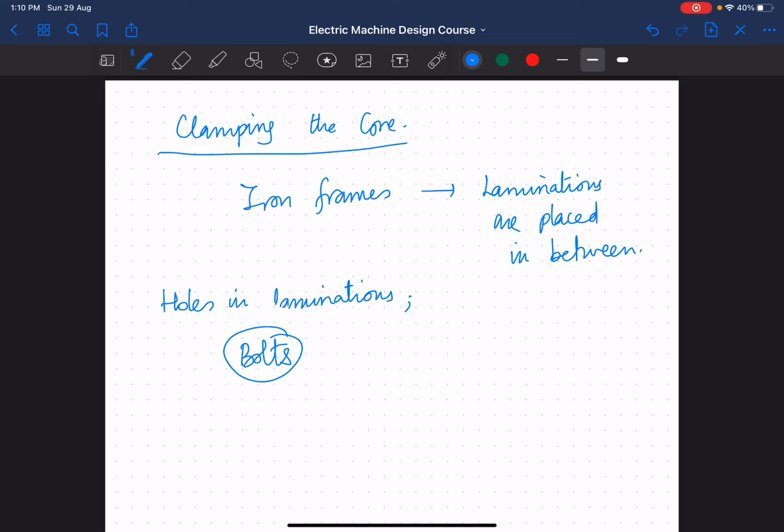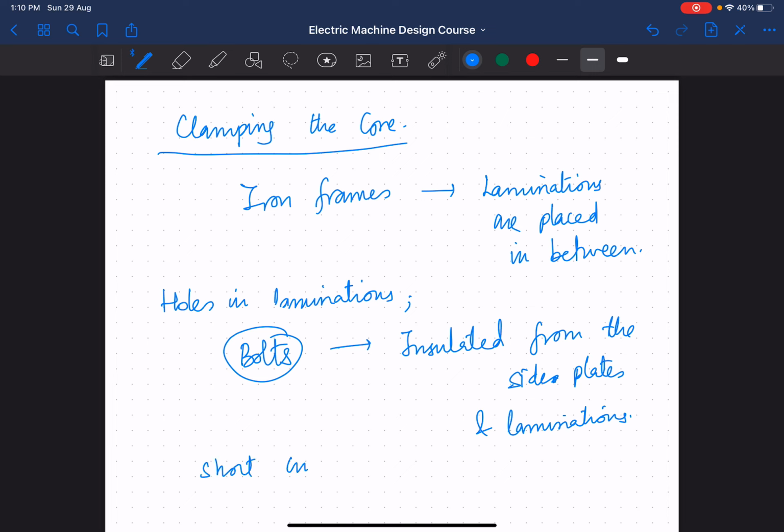We'll have bolts which go into the laminations, and of course these bolts have to be insulated from the side plates and the laminations, which otherwise may lead to short circuit of the core. So you use insulated bolts. You have to insulate the bolts from the core. So how is this clamping done? I'll show you.